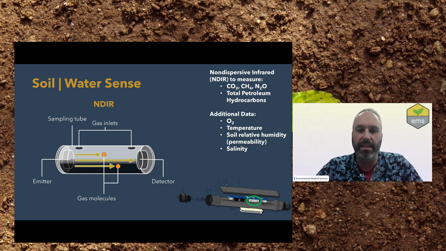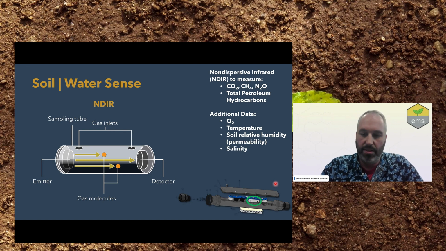And then there's some additional data that we measure, like oxygen, which is important for natural source zone depletion, relative humidity, which is important for determining soil permeability or how well gases flow through soil. And also we can measure soil or groundwater salinity through sensors that we can add on.